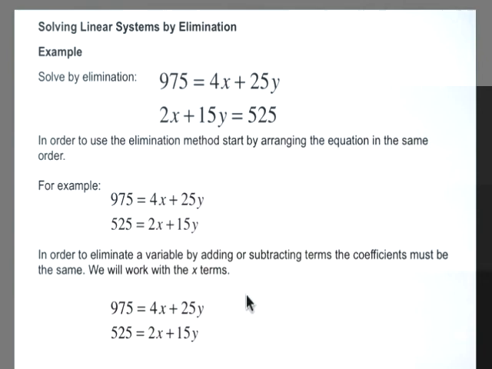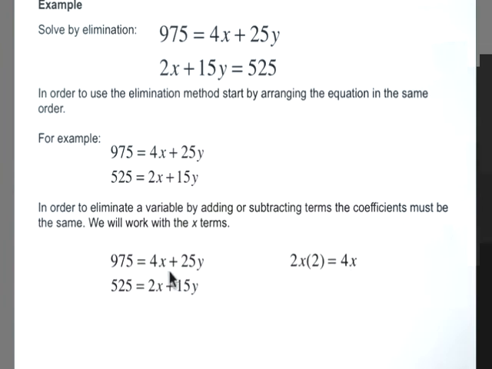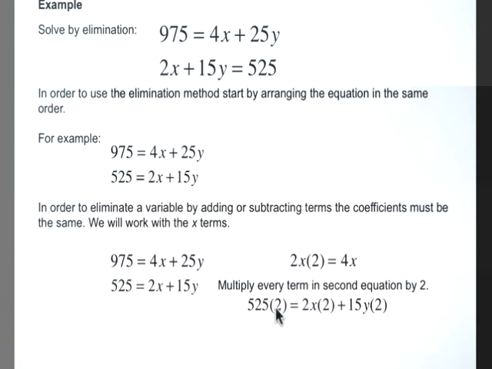And next what we're going to do is try and add or subtract the equations, but the coefficients have to be the same. So what we're going to do is work with the x terms. Now, you should know that 2x times 2 is equal to 4x. And so we have 2x in the second equation. If we multiply every term in the second equation by 2, it's not going to change the equation itself, because if we double one side of the equation and double the other side, the left side and the right side are still equal, and we haven't changed the meaning of the equation. So we're going to multiply the left side and the right side, every term, by 2. And when we do this, 525 times 2 is 1050, 2x times 2 is 4x, 15y times 2 is 30y.